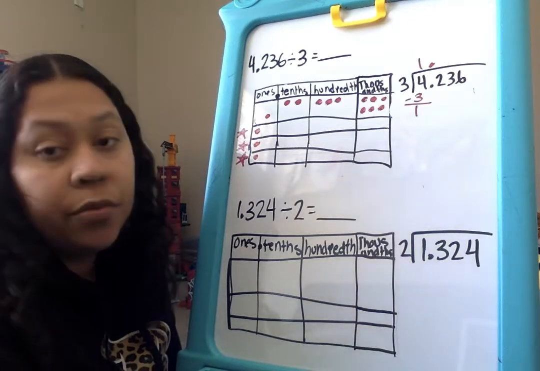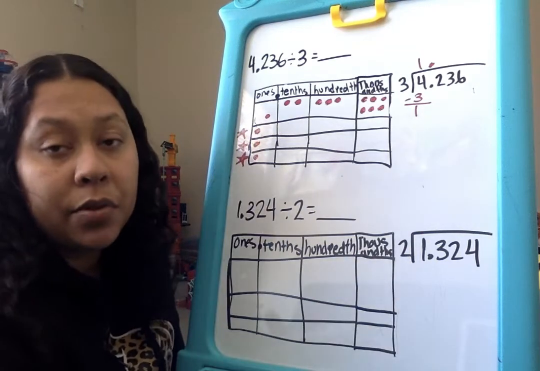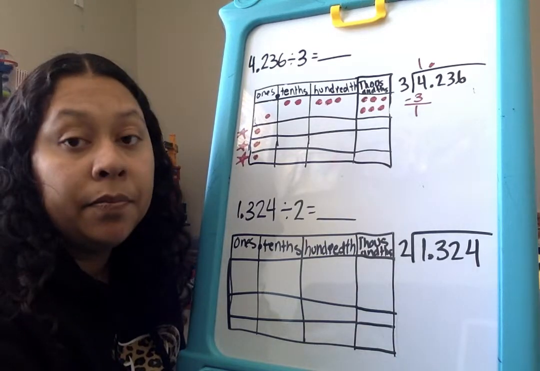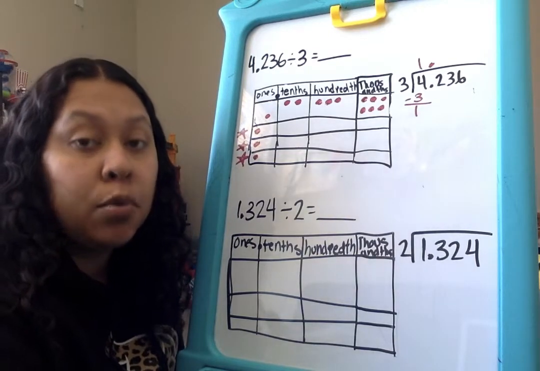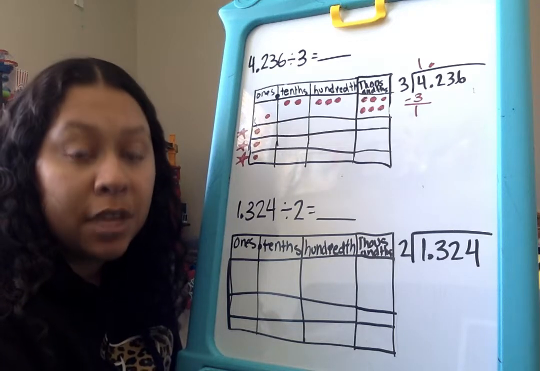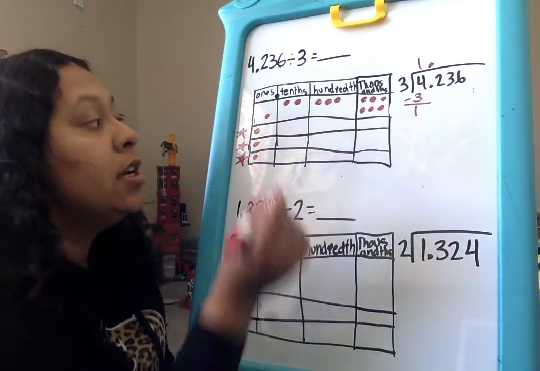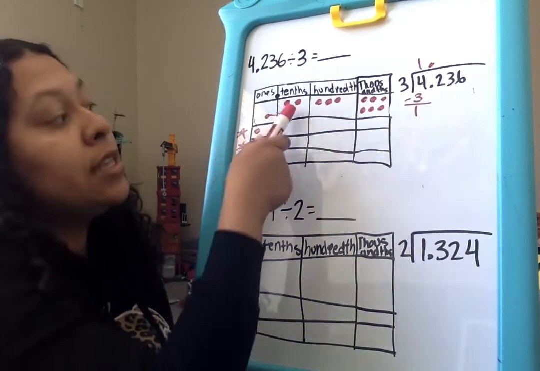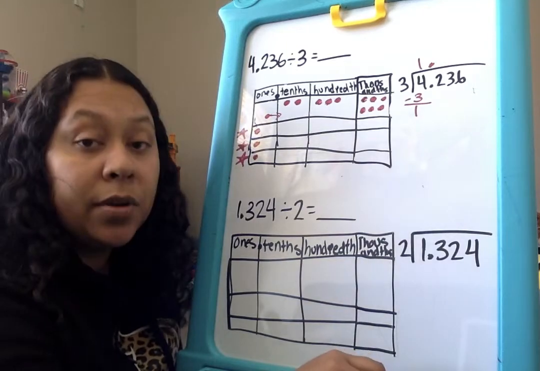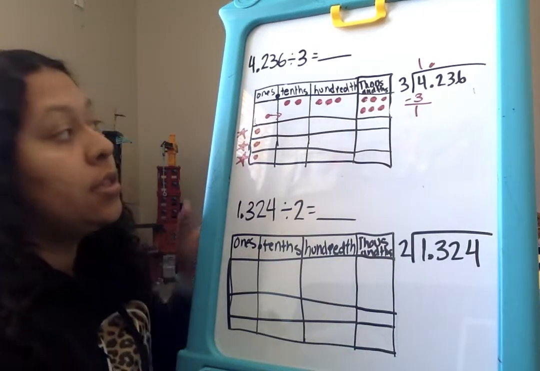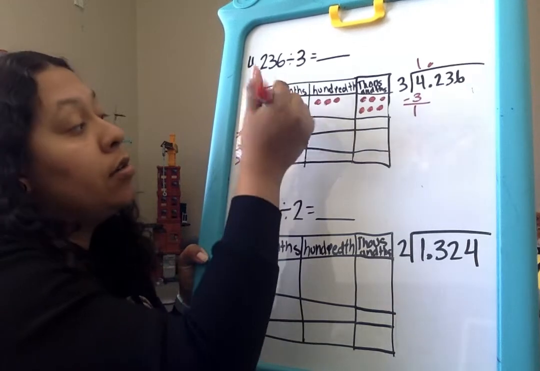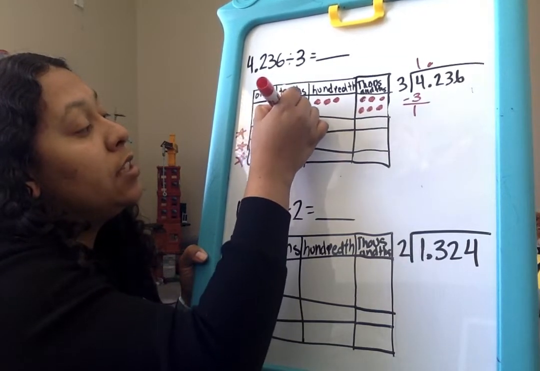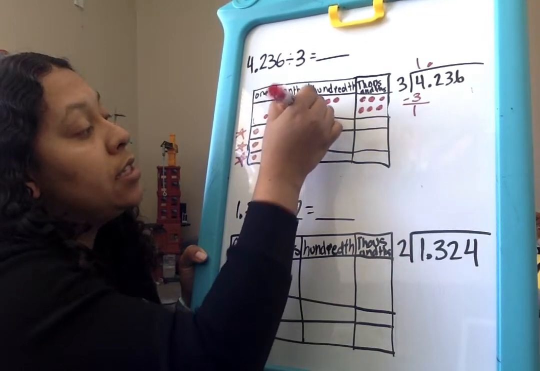So now we need to still divide that 1 one, but we're going to regroup it. We need to exchange it for the next place value, so we're going to make it into more parts so that we have an equal amount to share out. So this 1 blue, I'm technically exchanging it, sending it over to the tenths. So 1 one is equal to 10 tenths. So I'm going to add 10 more here. 1, 2, 3, 4, 5, 6, 7, 8, 9, 10.